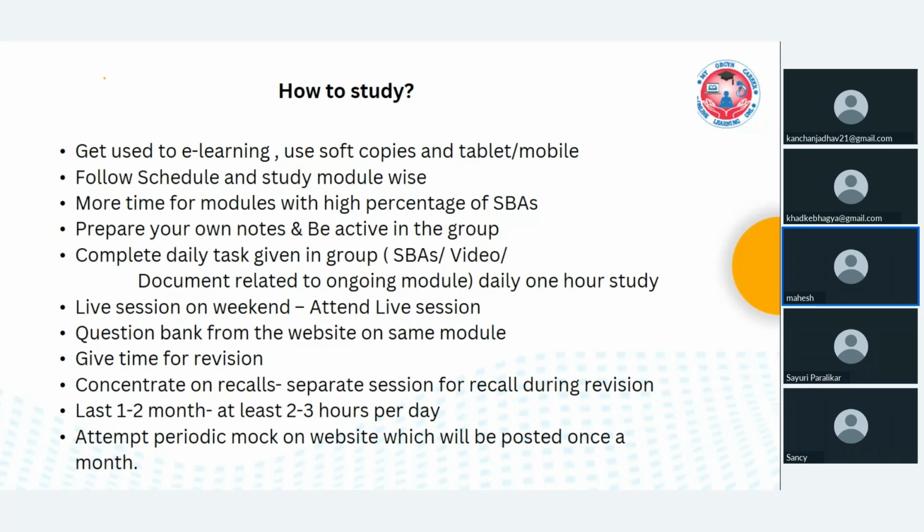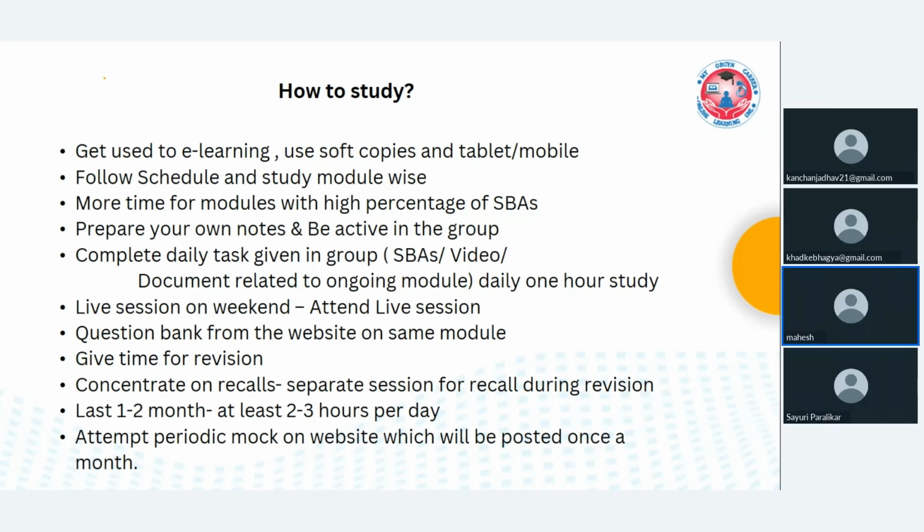Okay, there will be a live session on the weekend, so those who are registered can attend the live sessions, and most of the live sessions are free for our students. Then there is the question bank from the website on the same module. We have this particular platform in which there will be either a mock examination or module-wise SBAs. So you read the theory, then listen to the session and solve the SBAs on our website.